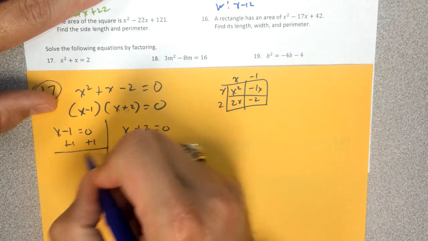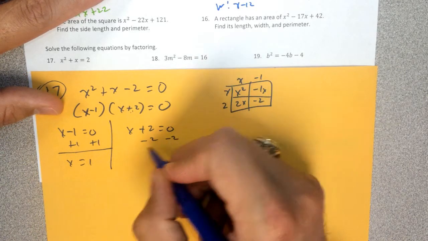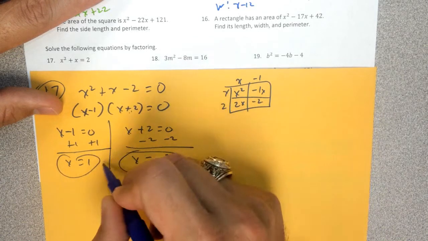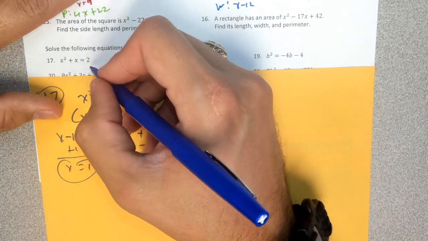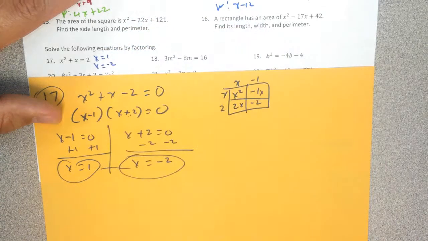Add 1, x equals 1. Here I subtract 2, x equals negative 2. Those are my solutions there. My solutions here are x equals 1, x equals negative 2.